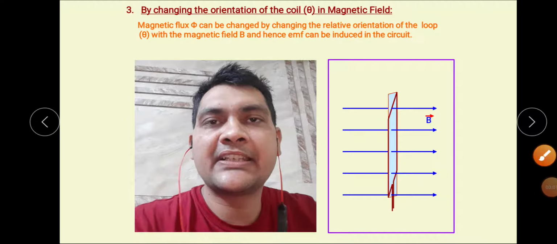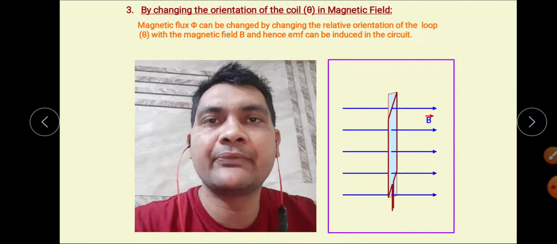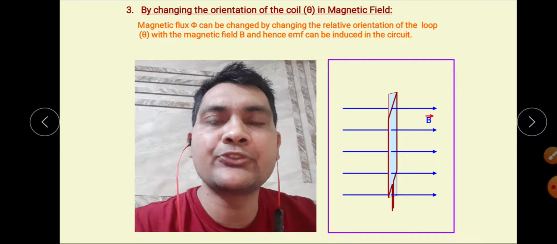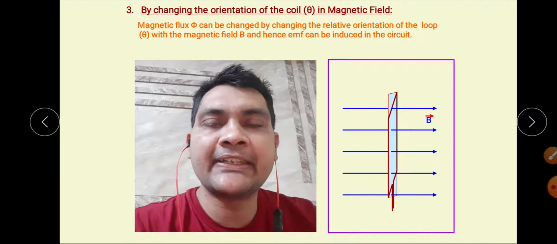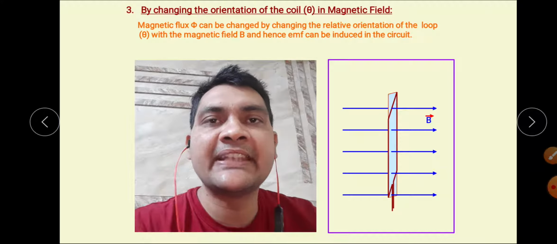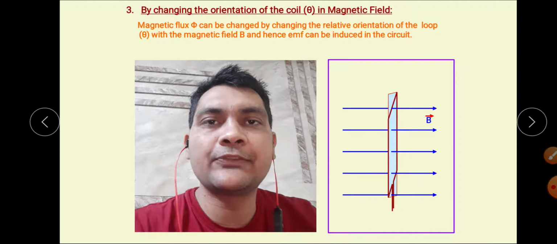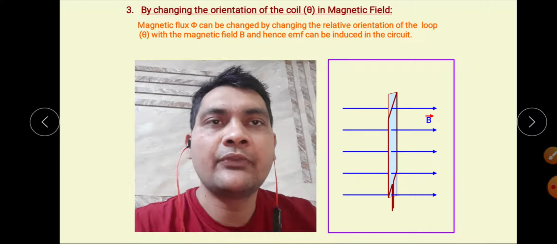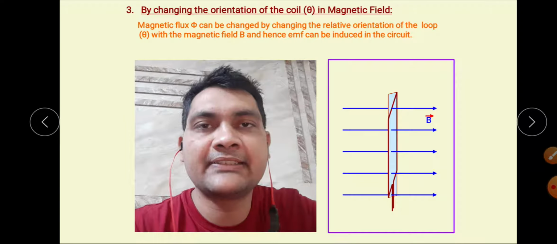Students, welcome back. In the previous lecture we studied Lenz's law and motional EMF. We have seen that there are three methods of producing induced EMF in a coil. First, by changing the magnetic field intensity. Second, by changing the area of the coil exposed to the magnetic field. And third, by changing the orientation of the coil in the magnetic field. Let us start.